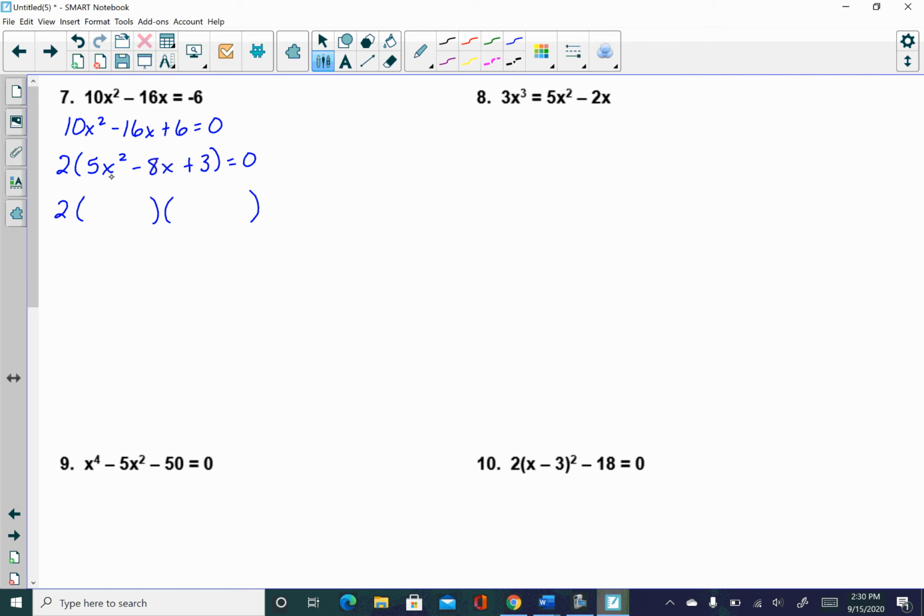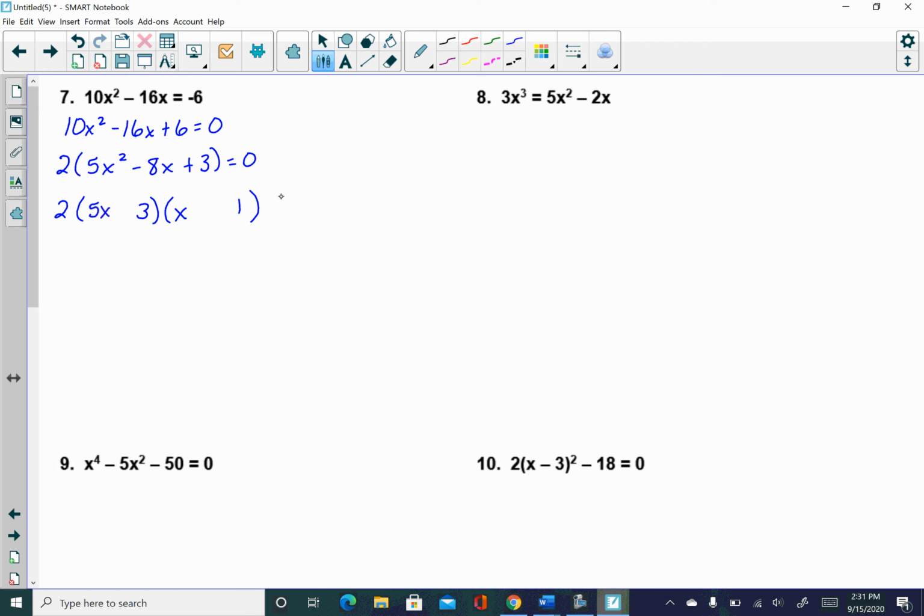The only way to multiply to give you 5x squared is 5x times x. The only way to multiply to give you 3 is 1 times 3. Now think about it. If you put that 3 in the back, then you're going to multiply 3 times 5 here, which will give you 15. So you're getting really far away from that 8. Let's put the 3 in the front. 3 in the front, 1 in the back.